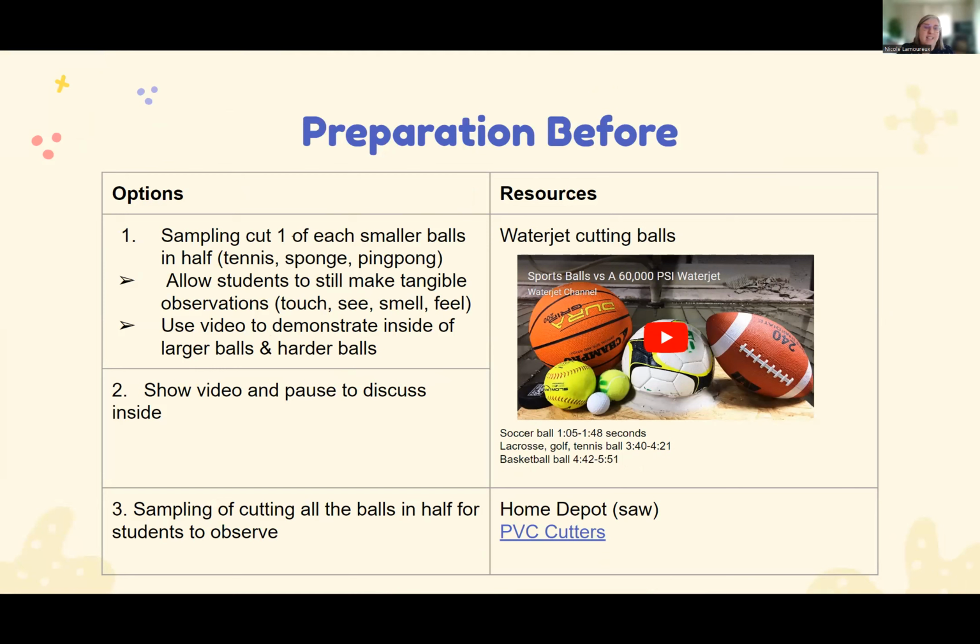So you can, tennis balls, I have broken them apart, sponge balls and ping pong balls can be done. If you need help or assistance, there is a saw at Home Depot, but basically you want to give some hands-on so that it's tangible for the students. But in this video, the water jet cuts up all the balls. And so I've listed the seconds here that you can share with the students, but they'll just see what's inside the ball, and it kind of talks about it.